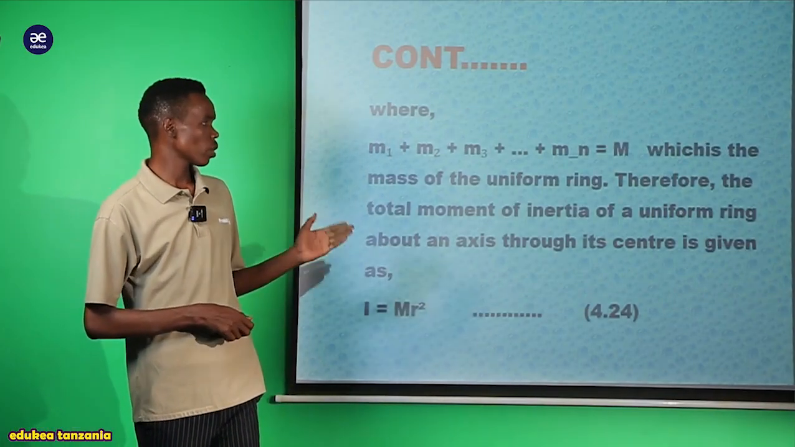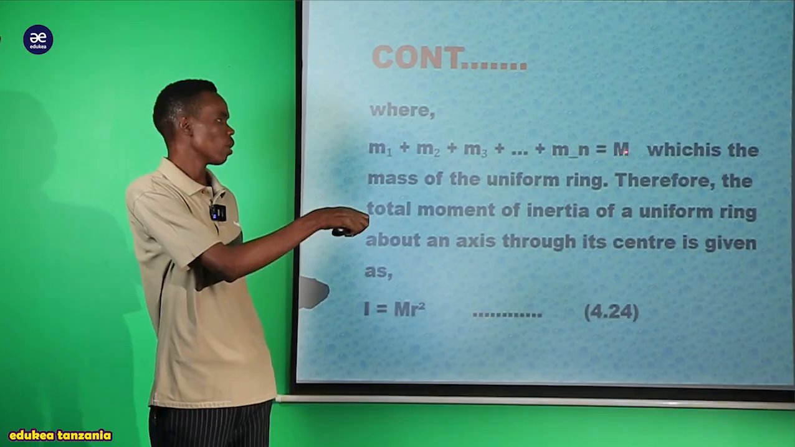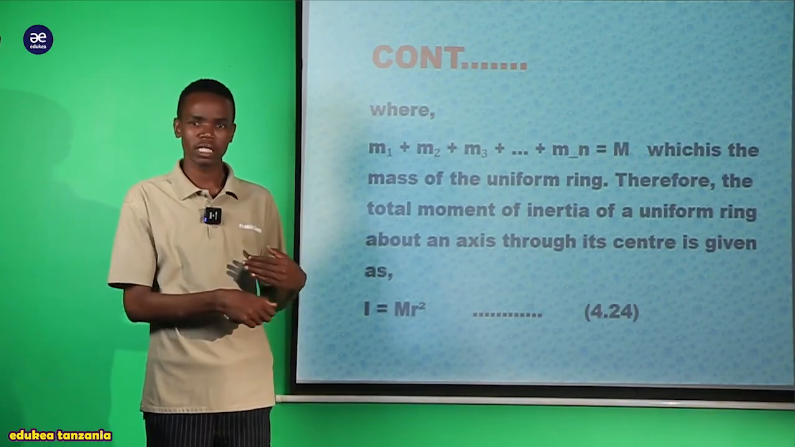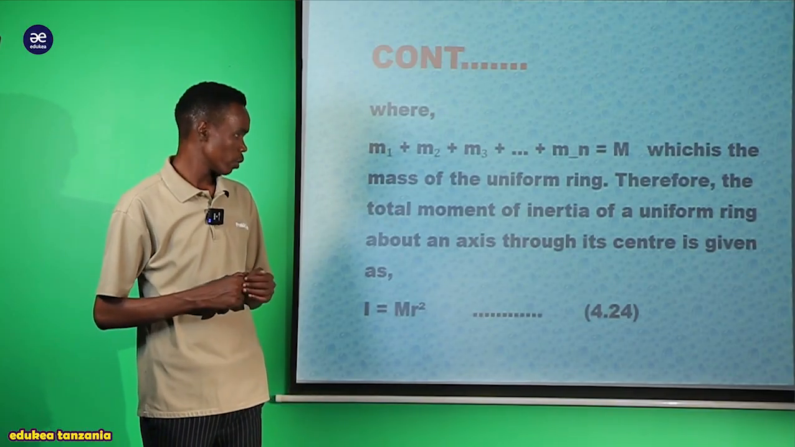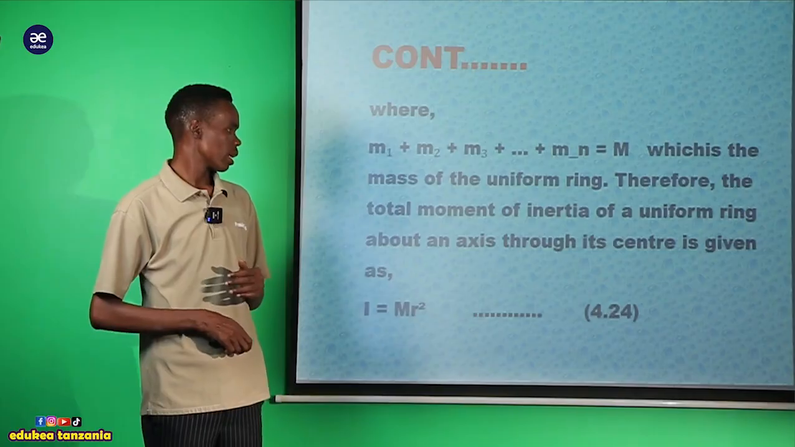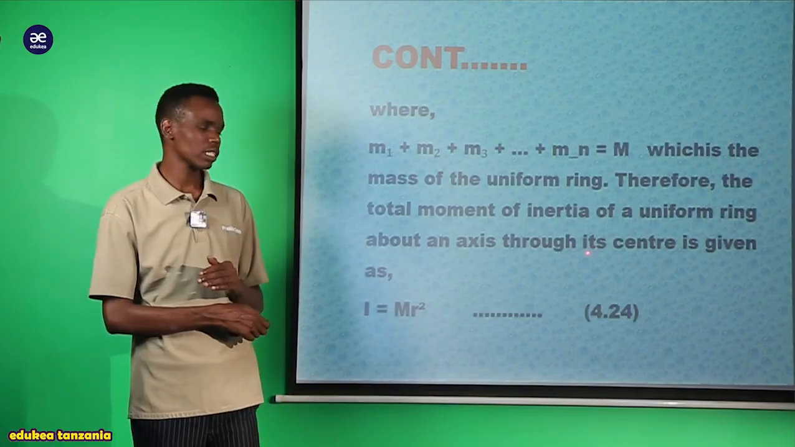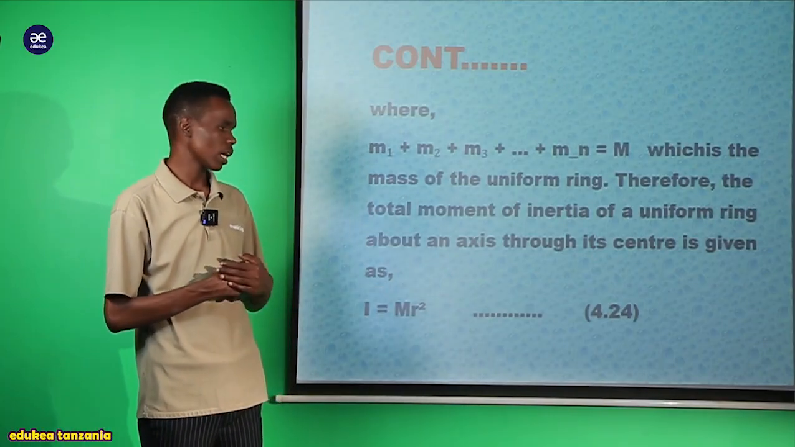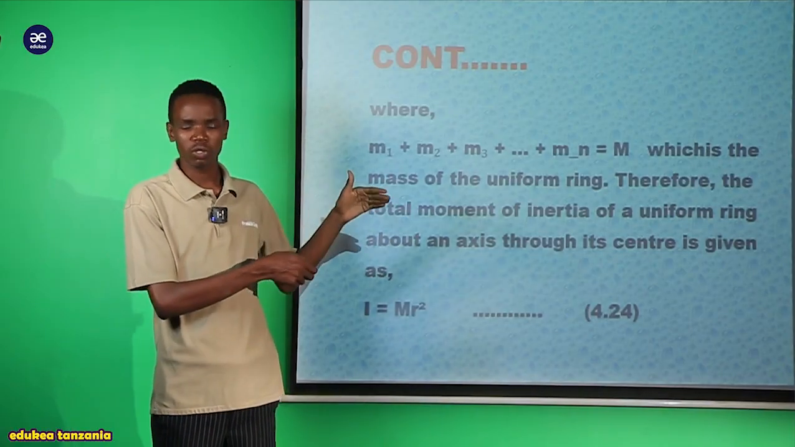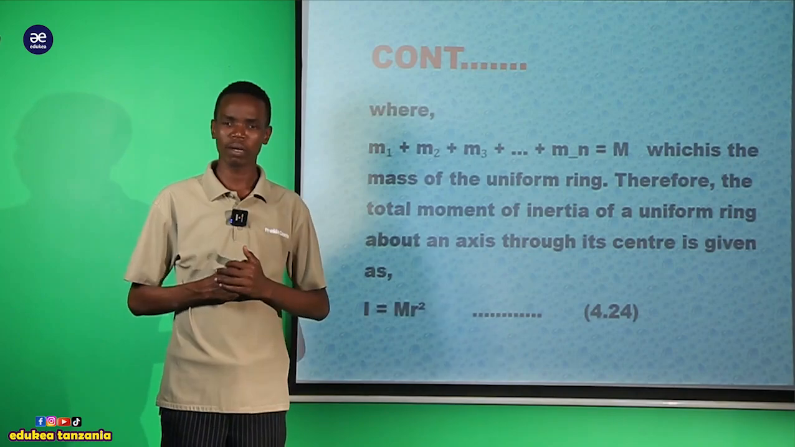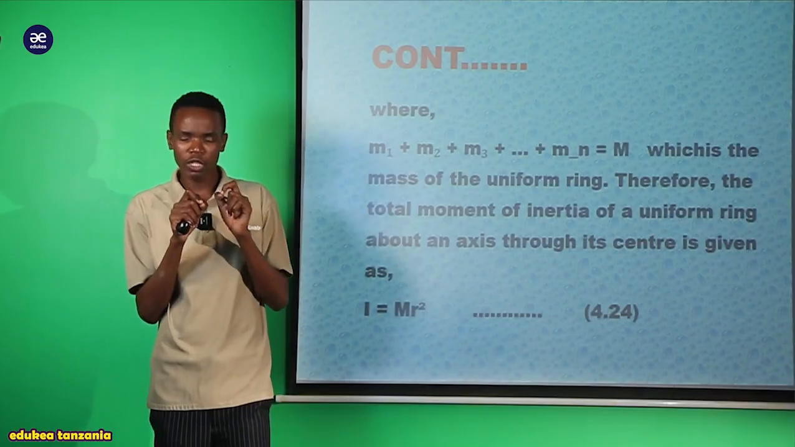As I told you, this sum of the masses here must be equal to m, which implies the mass of the uniform ring, as we try to observe. So we should conclude by saying that therefore the total moment of inertia of a uniform ring about the axis through the center is given as this one. After making mass 1, mass 2, mass 3, and also the n terms of the mass be the single mass, the mass of the uniform ring.